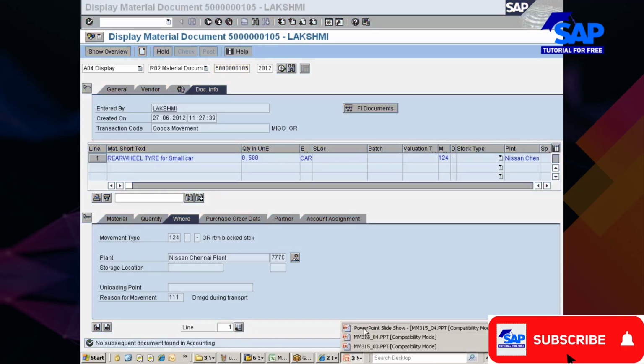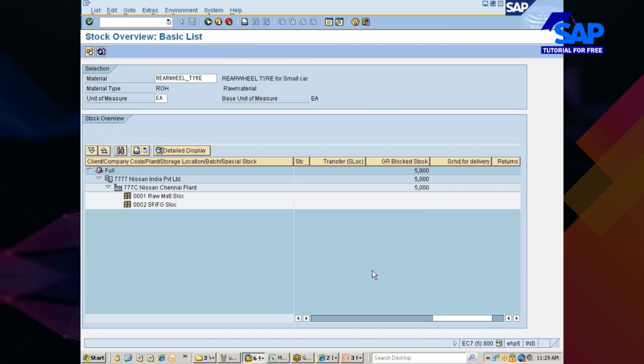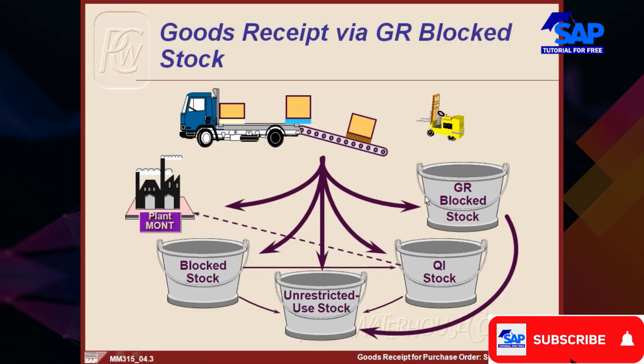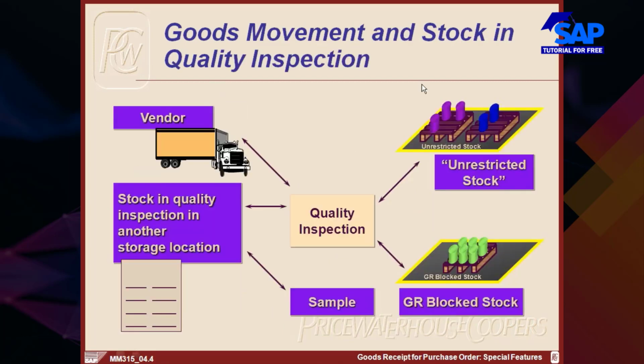Okay, so let me just go ahead and do this. Goods received via GR block stock, as you have seen, I received the stock into GR block stock, and then when you remove the block on GR block, it goes into unrestricted use stock. That is how the quantity 75 you see here. Upon releasing the block on GR block stock, it goes back into unrestricted stock, isn't it? And then whatever the stock that is not suitable, not up to the quality, you can give it back to the supplier. Okay, you have also seen this one, goods movements and stock in quality inspection.